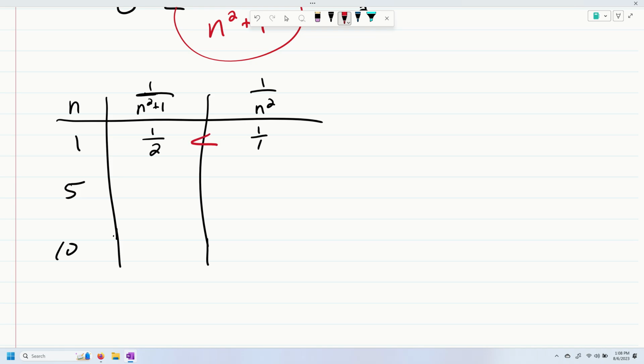Now, for n equals 5, we're going to have, in the denominator, 25 plus 1, which is 26. So it's 1 over 26. And you're comparing that with 1 over 25, and yes, that is smaller. Then you have 1 over 101, and yes, 1 over 101 is definitely smaller than 1 over 100.